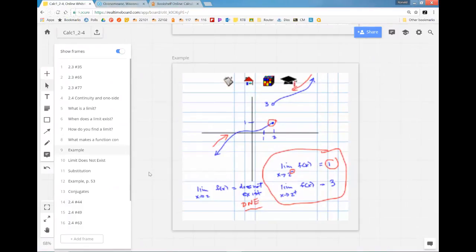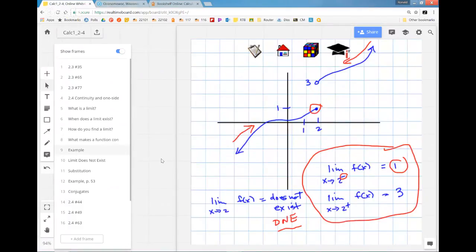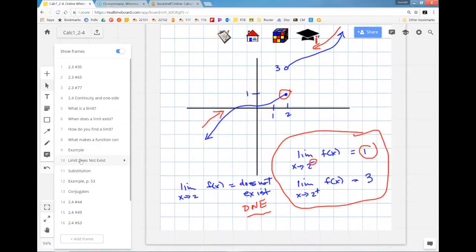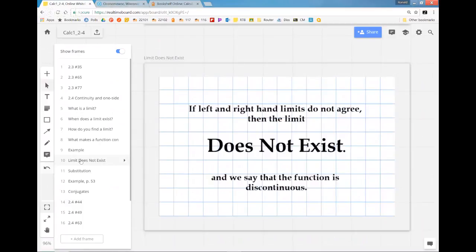So here's an example of a function where obviously it's discontinuous. You can see that the right-hand branch of the graph does not meet the left-hand branch of the graph, and therefore the left-hand limit is 1, the right-hand limit is 3, and you know that when the left and the right don't agree, that limit does not exist. I taught you that before, so that's not new.